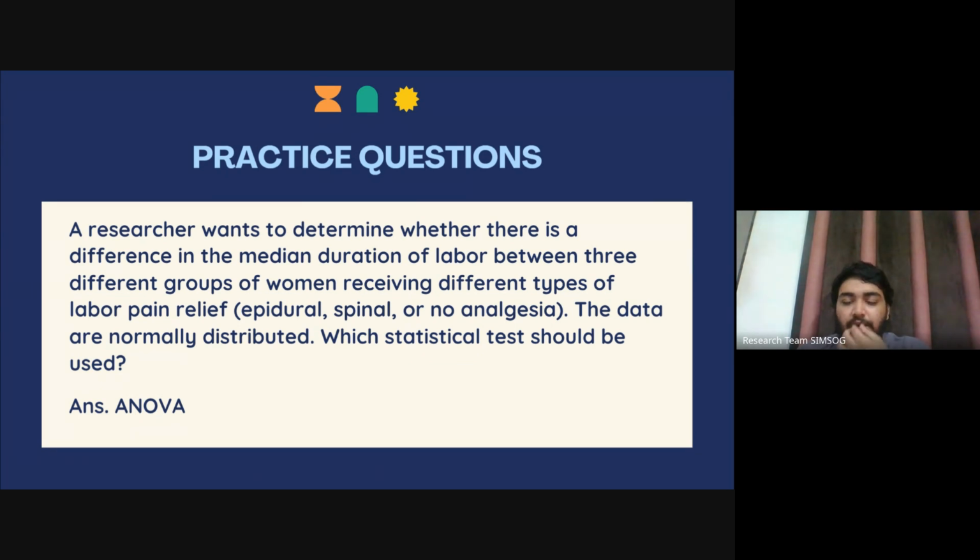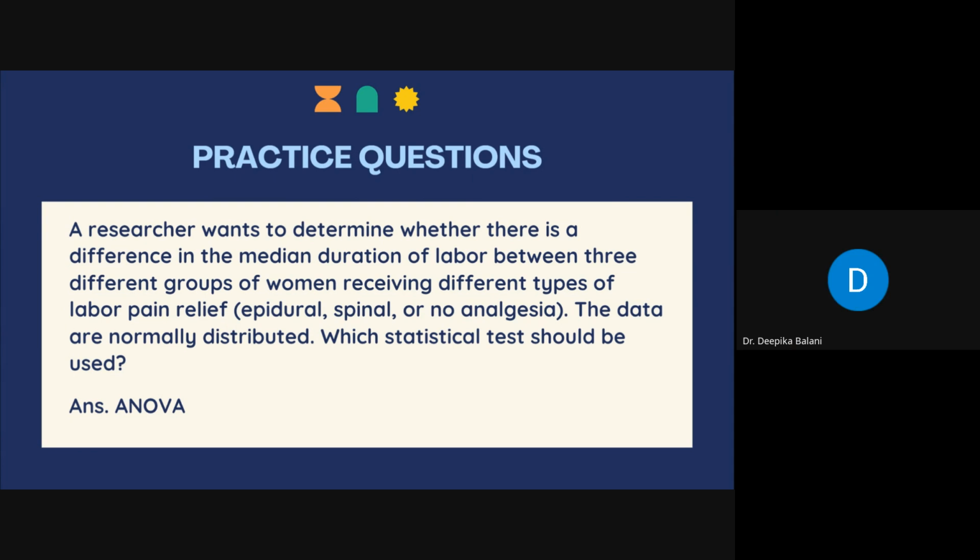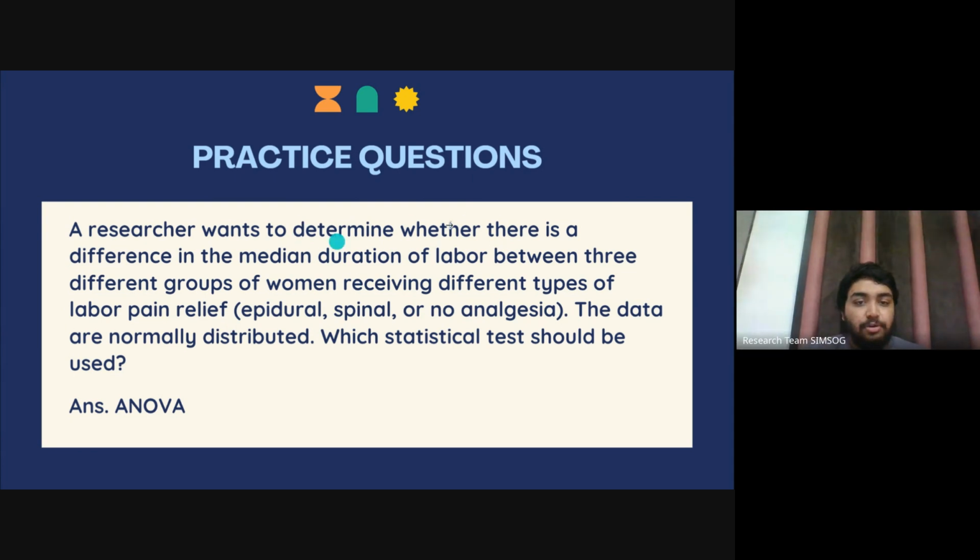Does anybody want to explain why? Anybody? Yes, Dr. Deepika. Three groups, numerical data. Yes, it is numerical data about duration of labor, whereas epidural versus spinal versus no analgesia is three groups, more than or equal to three. Yeah, more than or equal to three is ANOVA.